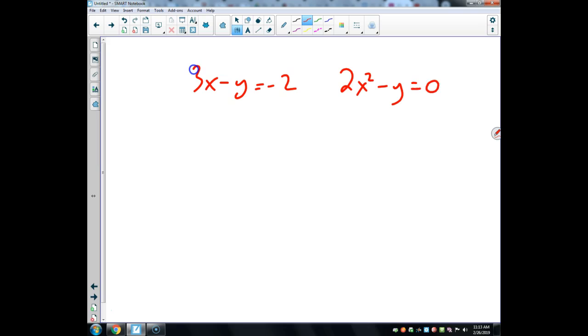How about we use the substitution method? This is how it works. Take either equation, whichever one you want, solve for x or y, and plug that information back into the other equation. So how about we solve for y here? I think that would be nice and easy.